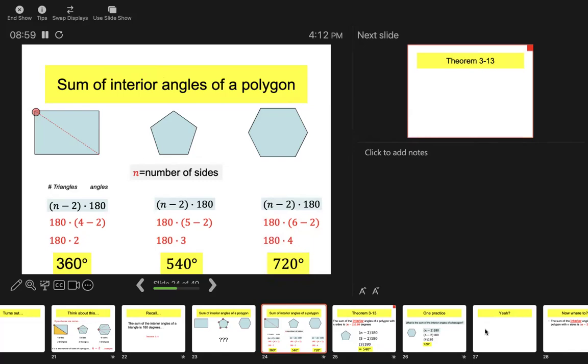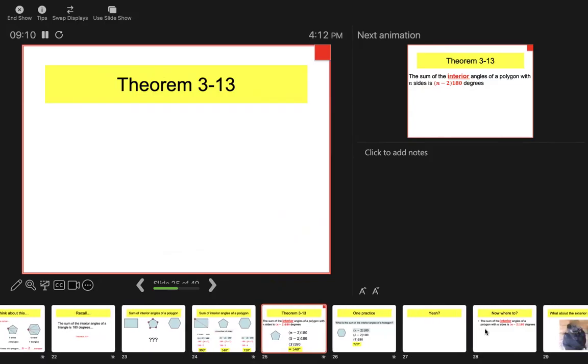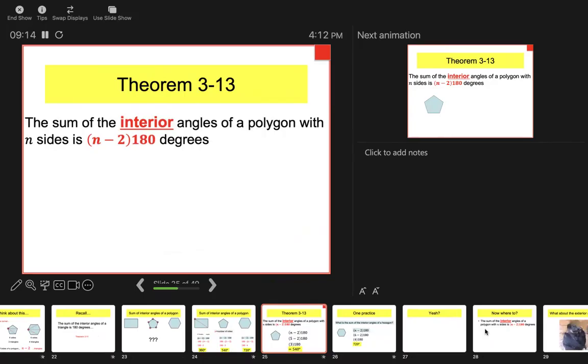So to answer the question, does the sum of the interior angles stay the same, or does it change as the number of sides goes up? It goes up. So theorem 313 gives us the formula to calculate the sum of the interior angles of a polygon. It's just n minus 2 times 180, where n is the number of sides.